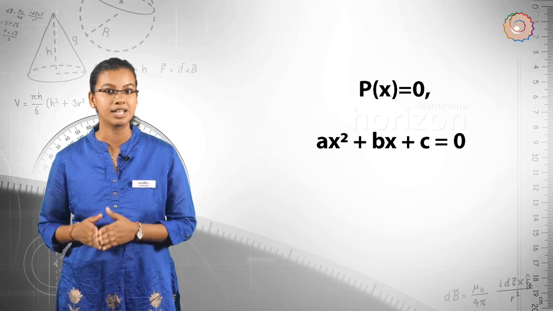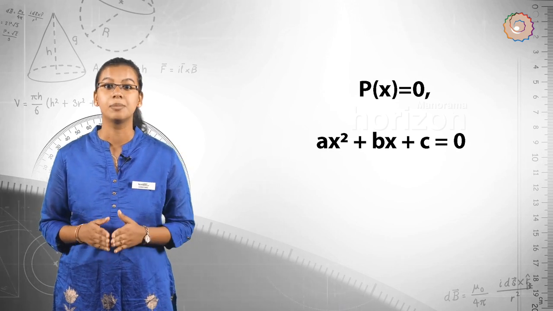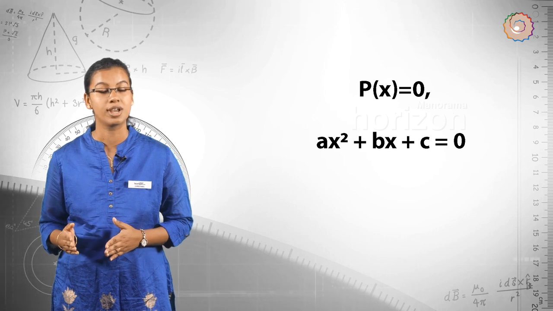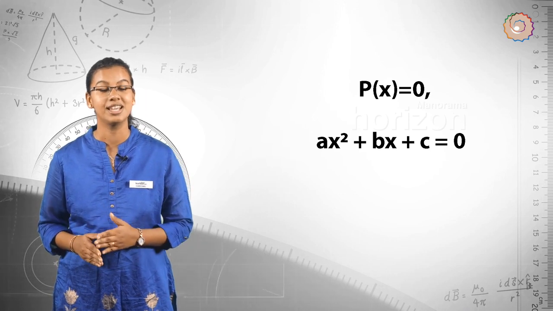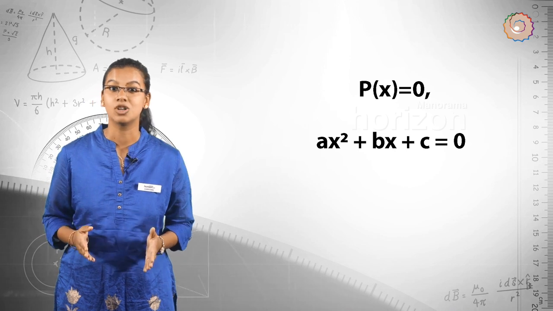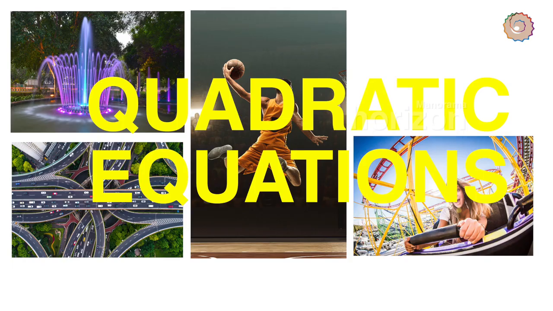Now, if a quadratic polynomial is equated to 0, then it is p of x equal to 0, which means ax square plus bx plus c equal to 0. This is known as a quadratic equation. Quadratic equations arise in several situations in the world around us and in different fields of mathematics.